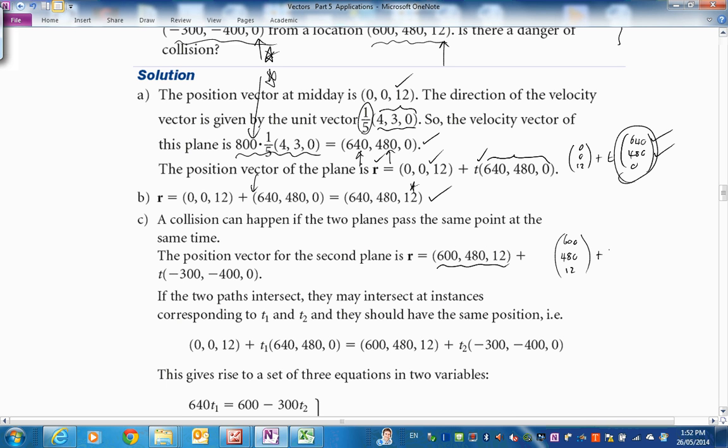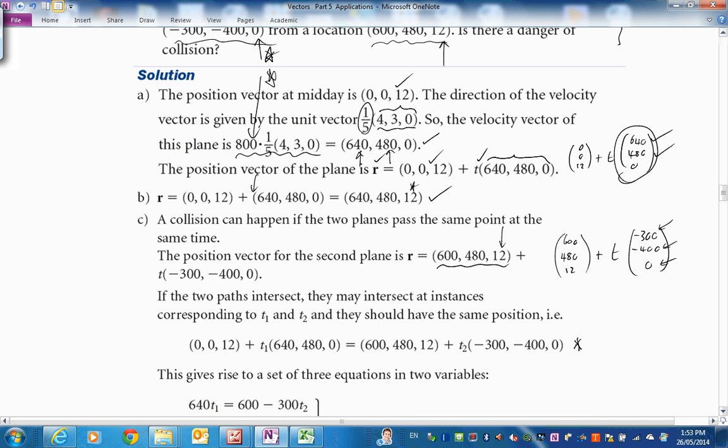And every hour it's going to move -300, -400 and 0. So what's going to move? It's going to be moving west and then south at constant altitude. So look out, it could crash with the other plane because that also was moving at a constant altitude of 12 kilometres. So will the planes ever crash?